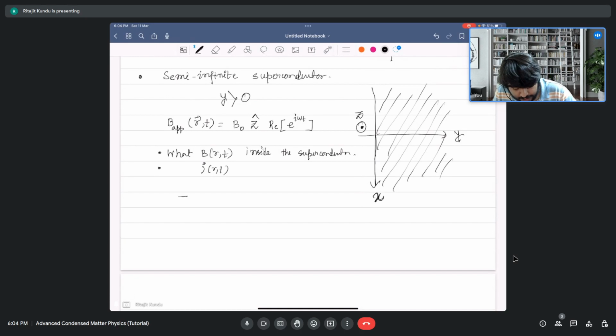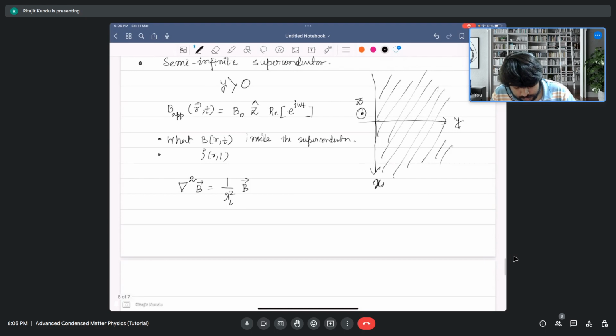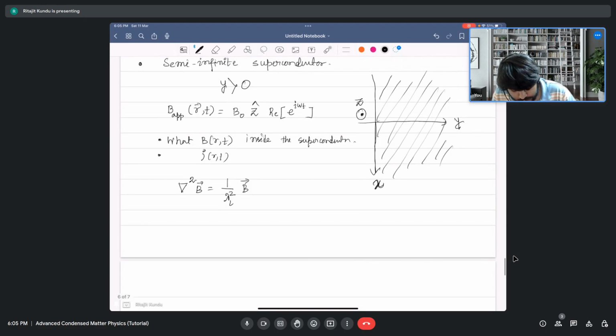Our main equation for this problem will be London's second equation, which tells us that the Laplacian of the vector field B is given by 1 by lambda L squared times B, where lambda L is the London screening length. Now I want to solve this equation. Before trying to solve this full partial differential equation, we'll try to do some simplification by some arguments, or by some symmetries.